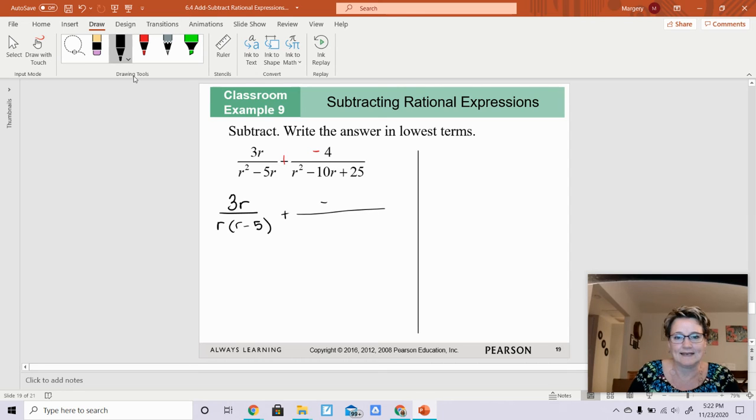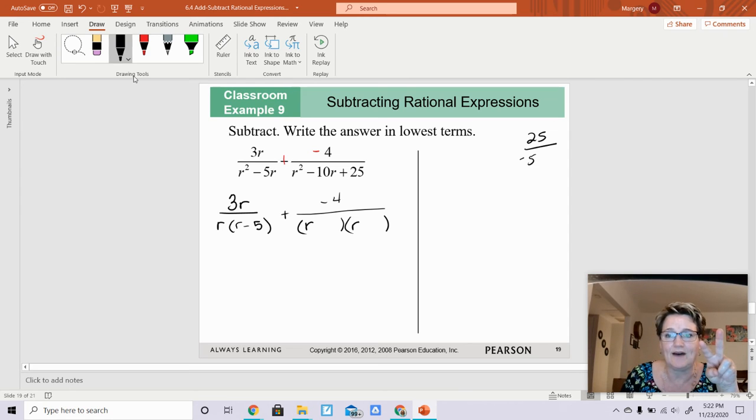Plus I get a negative 4 in the numerator. Now the bottom one's not a terrible trinomial. The only way to get r squared is r times r. The only way to get 25, I need two numbers that when multiplied together give you 25, but when added together give you negative 10.